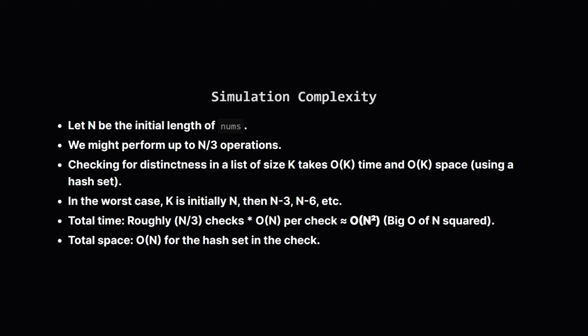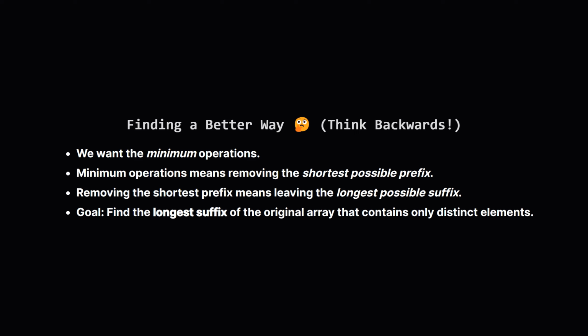Can we maybe do better? Let's flip the problem around. We want the minimum number of operations. Each operation removes 3 elements from the start. So fewer operations means we remove fewer elements from the start. If we remove fewer elements from the start, we are left with a longer piece at the end, right? So minimizing the operations is the same as finding the longest possible ending part, the suffix, of the original array that already has distinct elements. Does that make sense? If we can find the starting point of that longest distinct suffix, we know exactly how many elements came before it, and that tells us how many operations we needed.